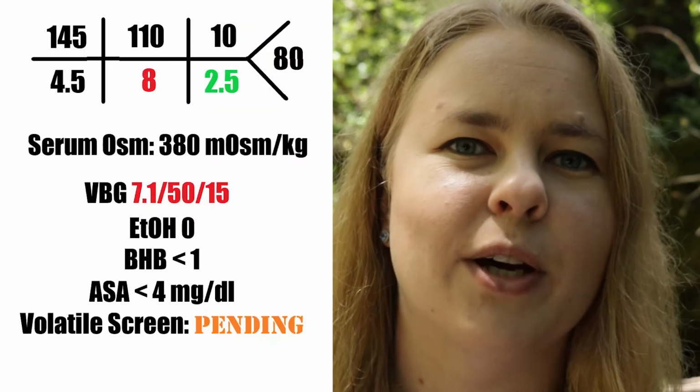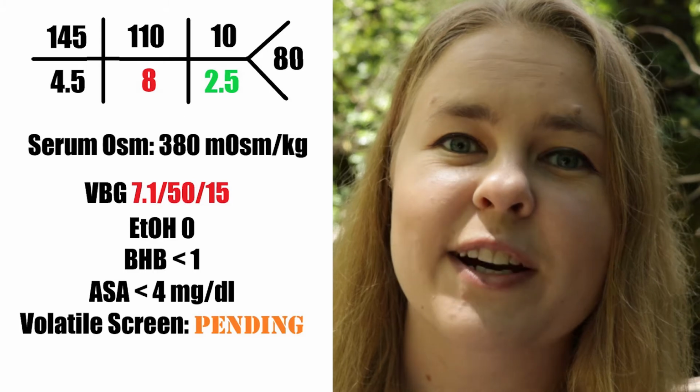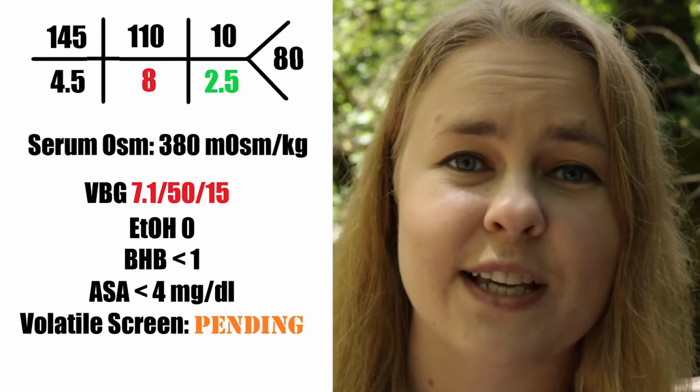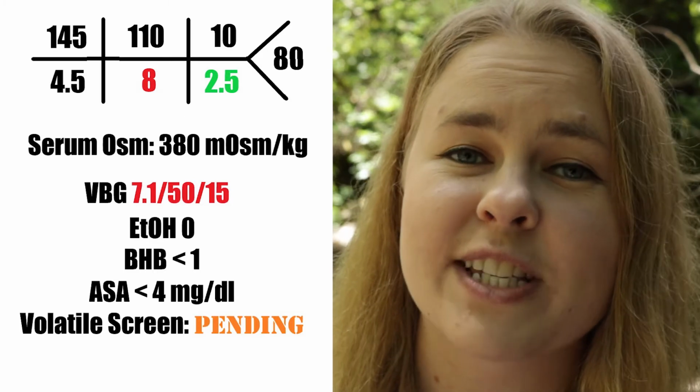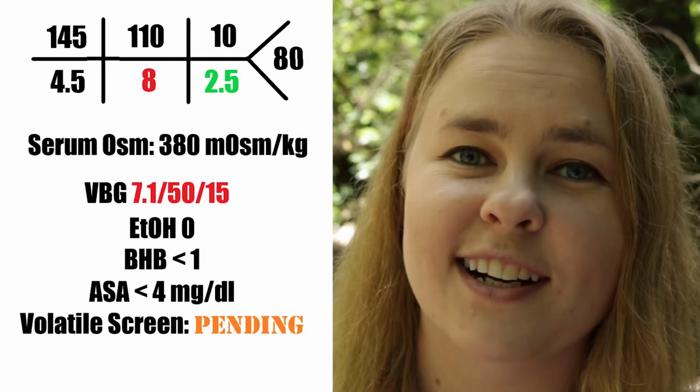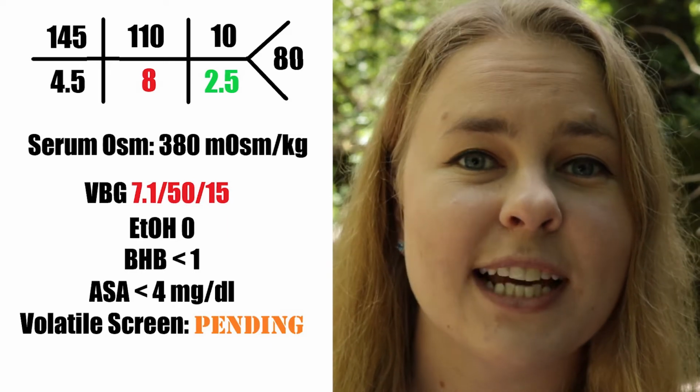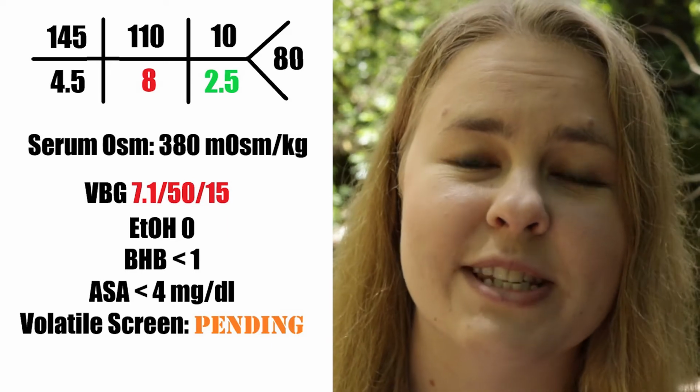You get some basic blood work and you realize that her labs look very similar to the methanol overdose case we just had. The main difference here is that the creatinine is much higher. You have an anion gap metabolic acidosis and you have an osmolar gap once again.